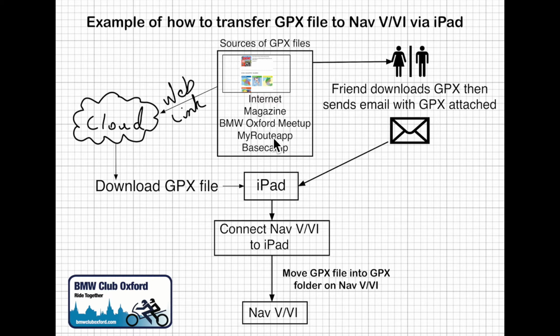But what I am going to talk about is the situation where a friend has seen a great route on the internet or has created a route in My Route app or Basecamp, and they want to share the route with you and to send you the route. So what they will do is attach the route as a GPX file in an email, and they will send you an email, and the email will come onto your iPad in your email client software.